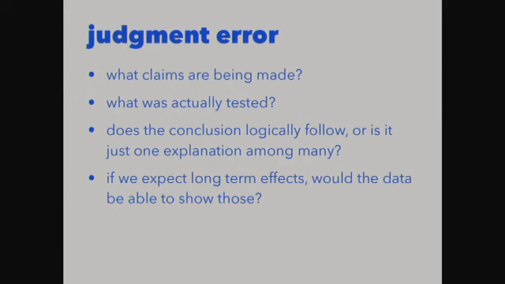Questions you might ask to spot judgment error: what claims are being made and what was actually tested? Try to really see what is the difference between those. And a good way to do that is the traditional five whys. Someone says, okay, Sudokus make you smarter. And it's like, why? Well, because we found that it increases your working memory, and working memory is related to intelligence. Why is it related to intelligence? And, what is the relationship between testing how good someone is at remembering 10 random numbers and your working memory? Why is that related? So you just keep asking why until you're satisfied with the responses.